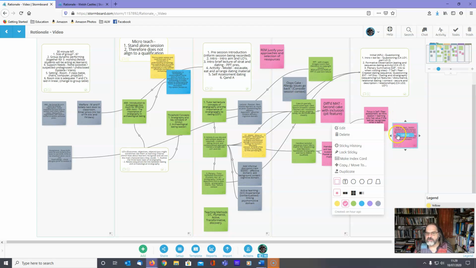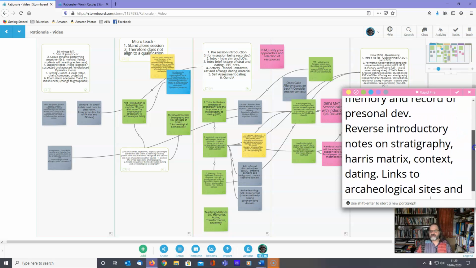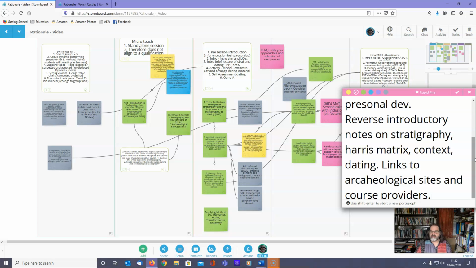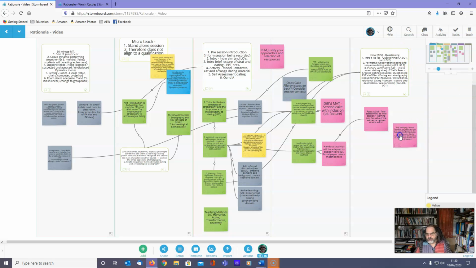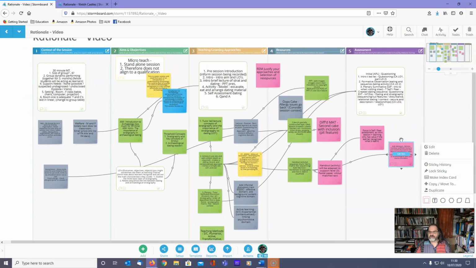Now also I've got this aide-memoire, so it's a session handout that scaffolds the memory and record of personal development, but also on the reverse are introductory notes on stratigraphy, Harris matrix, context dating, links to archaeological sites and course providers. So that is adding value if you're working to funding requirements, and it also is what we would call pathway to progression.